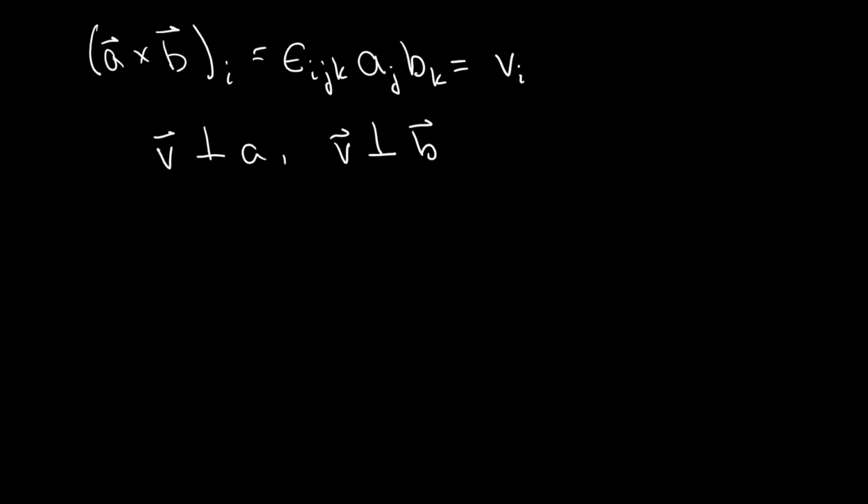But the direction of v is specified by a convention. If I define something which is perpendicular to both A and B, it's defined up to a direction. So we have a freedom of choice, and the convention that's always used is typically known as the right-hand rule.